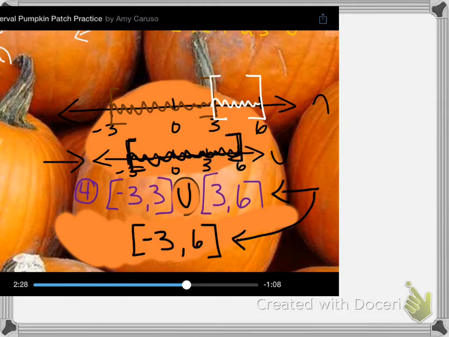Always graph everything on a graph before you write its final answer in either set or interval notation, because the graph itself is the final view, and then you want to write your final simplified answers in their final simplified form. That's it, guys. That was the Pumpkin Patch Challenge.